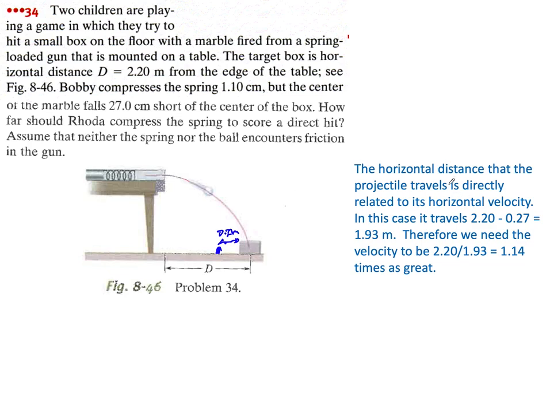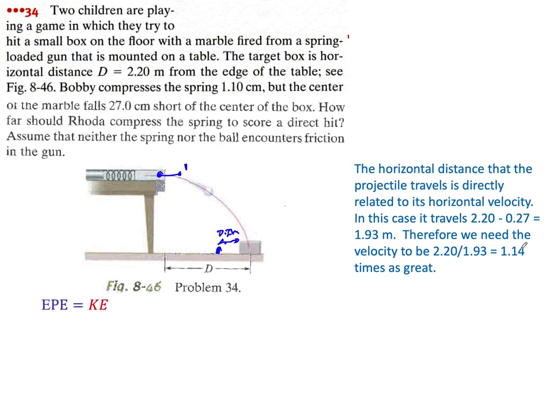So a quick note on this one: the horizontal distance the projectile travels is directly related to its horizontal velocity, which in this case is all of its velocity as it leaves here. In this case, it travels 27 centimeters short of that box, so it travels this far. Therefore, to make it go to the 2.2, we need to increase it by this ratio. We need to make its velocity 1.14 times as great, which will give us 1.14 times as much distance.